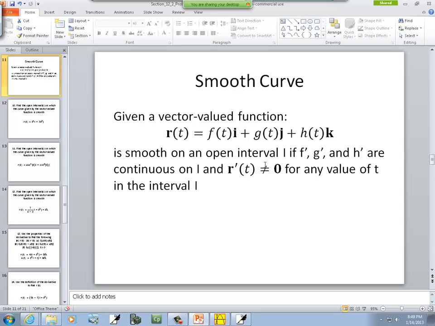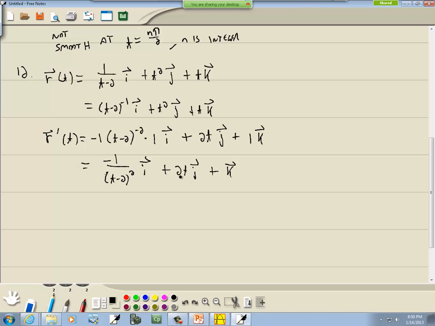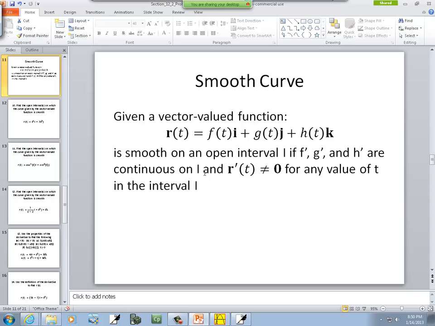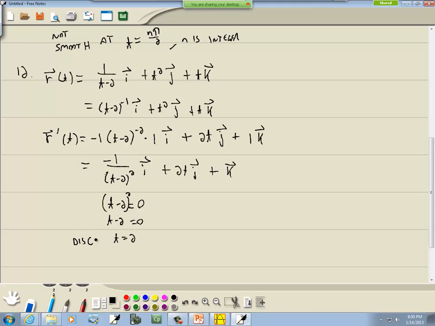Okay. So we look to where f prime, g prime, and h prime are discontinuous, and it's not smooth there. Well, these two are okay: 2t and this, like, the invisible 1. So those two are fine. But this one has a fraction. And remember, we set our denominator equal to 0. So I'll set (t minus 2) squared equal to 0, which then becomes t minus 2 equals 0. So we get t is equal to 2. So this is where it's discontinuous. So it's discontinuous at t equal to 2, which means it's not smooth there.